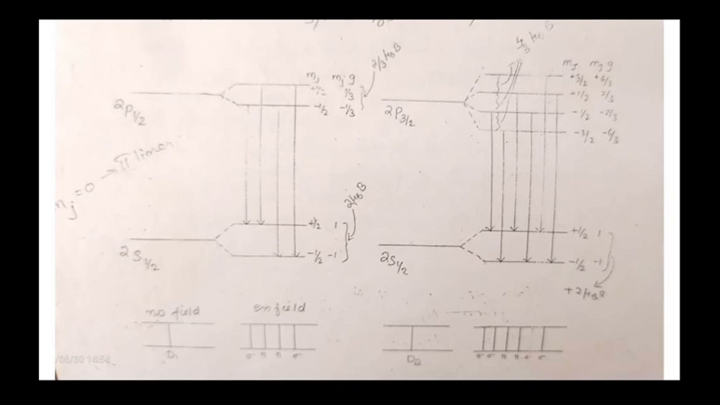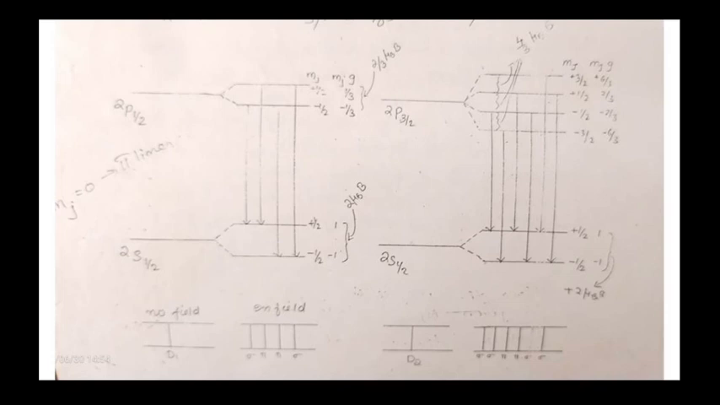The selection rule is delta ml equal to 0, plus or minus 1. For delta ml equal to 0, we get pi lines, and for delta ml equal to plus or minus 1, we get sigma lines. And in this figure, it is clear that the separation between the energy levels of 2p 1/2 is 2/3 mu B, for 2s 1/2 it is 2 mu B, and in the case of 2p 3/2 it is 4/3 mu B.